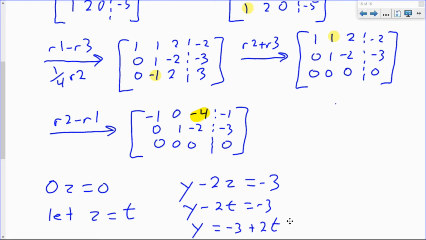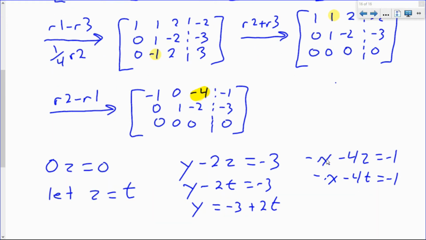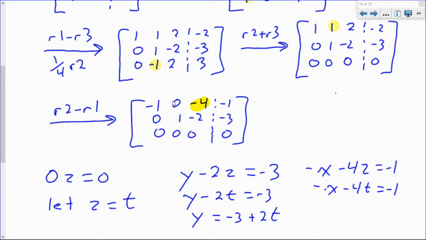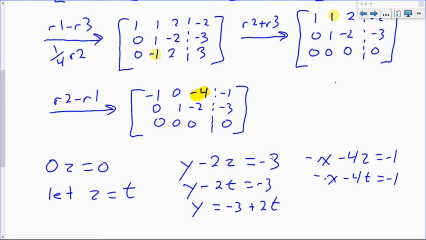I look at the first equation, which is negative x minus 4z equals negative 1. But of course, z is equal to t, so negative x minus 4t equals negative 1. And I can solve for x in terms of t. Now notice if the y entry wasn't 0, I would just have to sub in negative 3 plus 2t for y as well. And I could still solve for x in terms of t. That would be what you do if you decided to stop with this matrix here. You'd have a y value in here as well. So eliminating that one extra value does save you quite a bit of work.